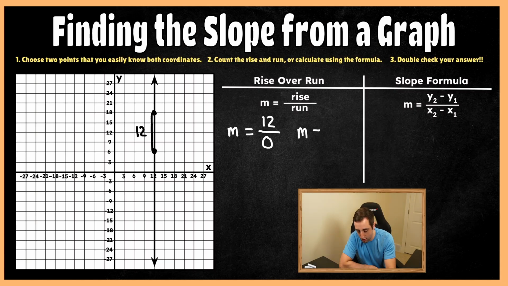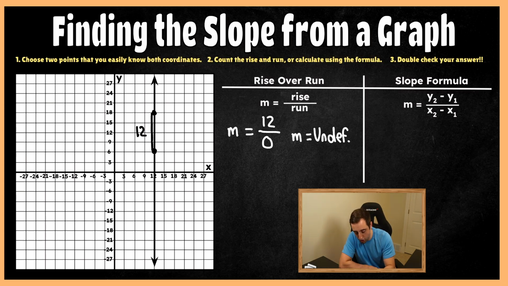Instead, you actually need to put as an answer that m is equal to undefined. You can abbreviate it if you want, okay? But this is one of those examples that kind of stands out. Hey, this line is completely vertical, up and down. As soon as you see it, you should recognize right away: undefined.